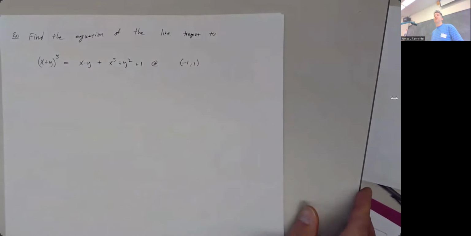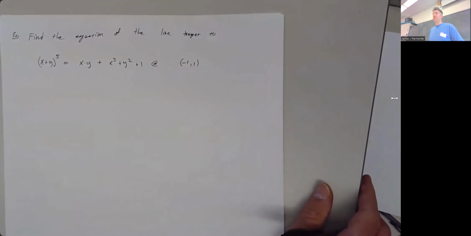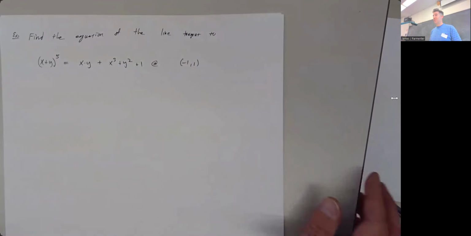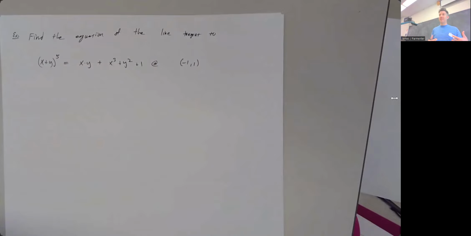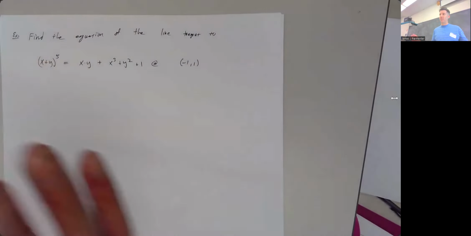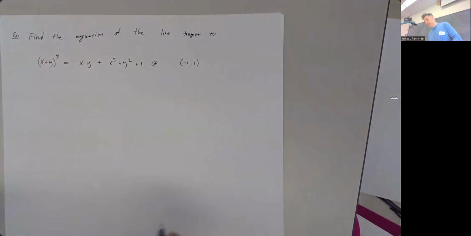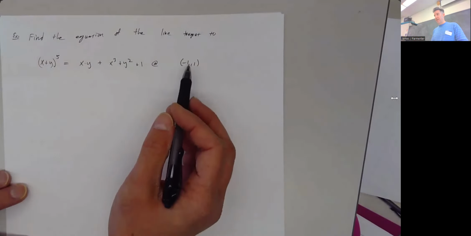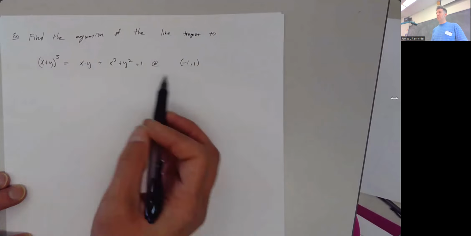Plus 1 makes it 0. So good point, James. Don't check. If you see this problem on a test, don't worry about whether or not this point is actually on the curve. It's just not worth worrying about. But it should be. All right, so now it actually is. If you plug in -1 for x and 1 for y, both sides are equal to each other, which is great.